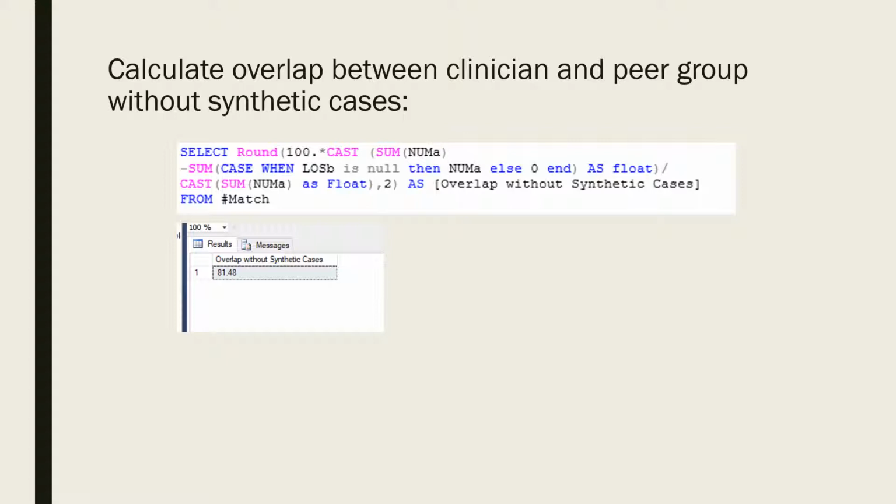The next thing that we're going to do is calculate the overlap without using synthetic cases, as we have done in the previous step. So we're going to use the table match, and we're going to use this code to calculate the percent, and we actually got 81.48%. Now, in the next steps, we are going to increase the overlap percentage by using synthetic cases.